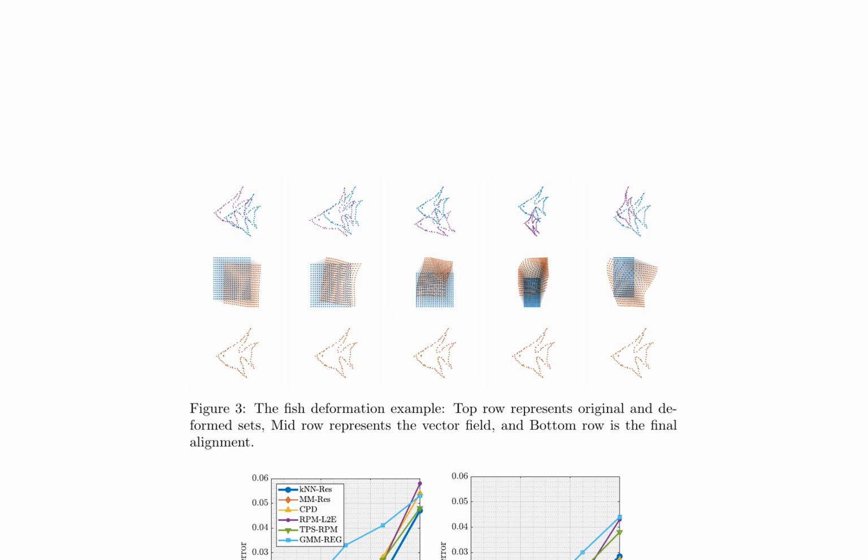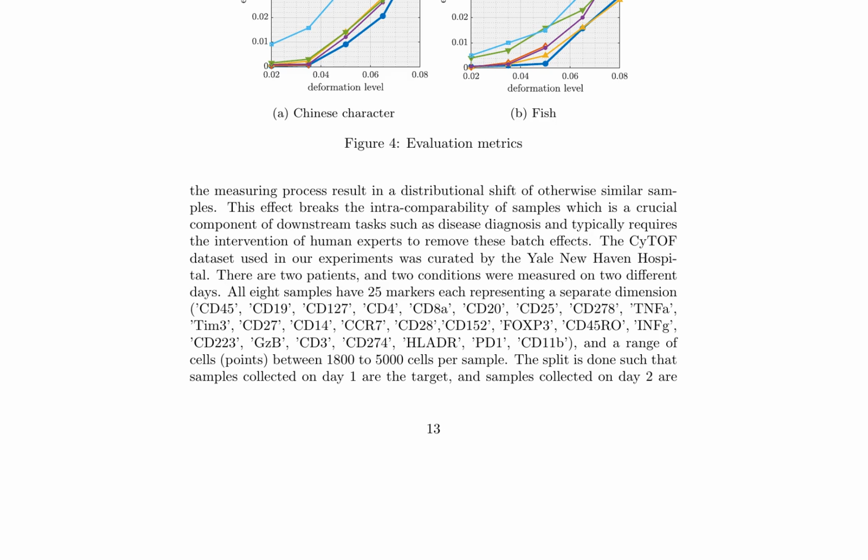To address this problem, the authors propose a novel method for aligning high-dimensional single-cell data across different batches using geometric constraints. This approach utilizes a vector field to align samples from the target and reference distributions, ensuring that the geometric relationships between cells in the high-dimensional space are preserved. The alignment process is demonstrated through two examples, a fish shape and a Chinese character. In both cases, the proposed method effectively aligns the deformed sets with the original ones, as shown in Figure 3.